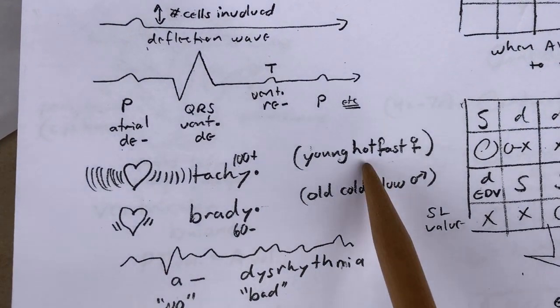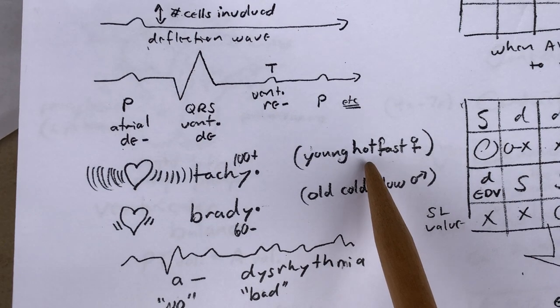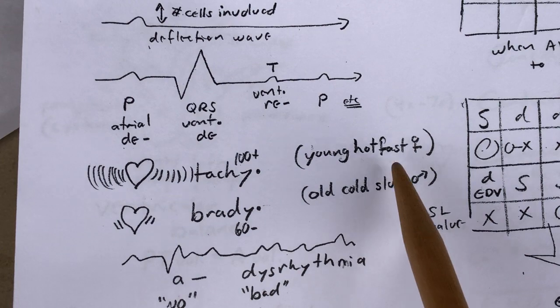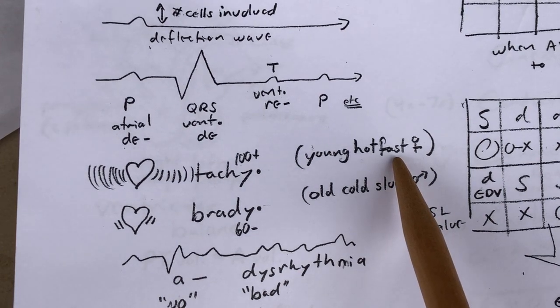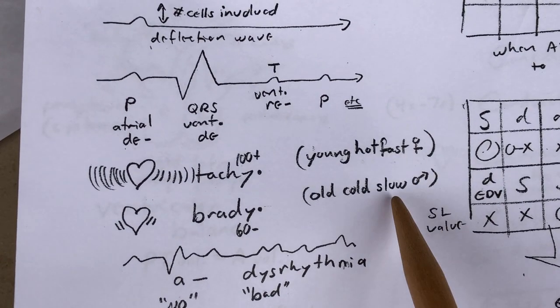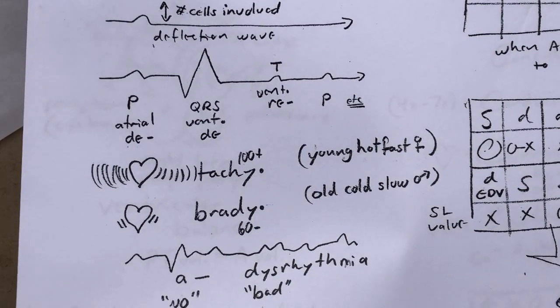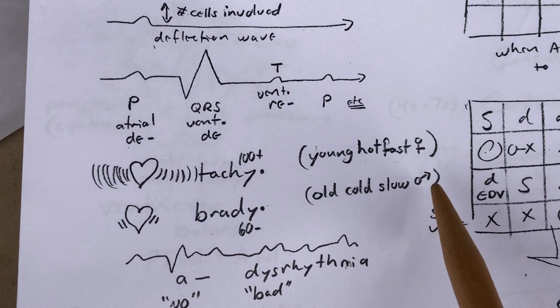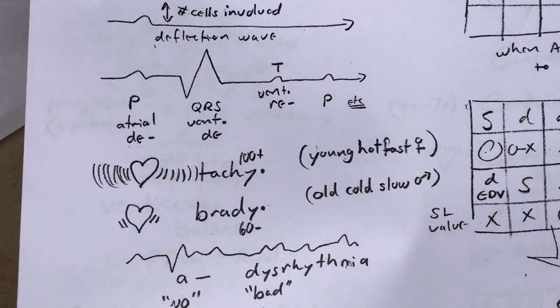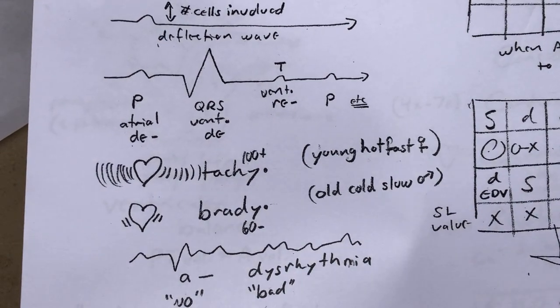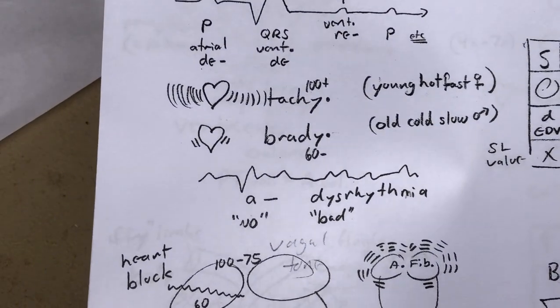Body temperature. Higher body temperature tends to imply a faster heart rate. Lower body temperature, perhaps a slower heart rate. Activity levels. If you're very active, your heart rate will be faster. And if you're not very active, it'll be slower. And females in general tend to have a higher heart rate than the average male does. So again, a stupid way to remember this is young, hot, fast females are being chased by old, cold, slow men. So very sad.